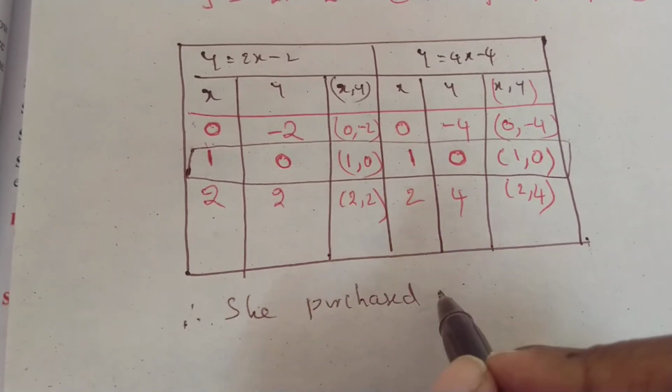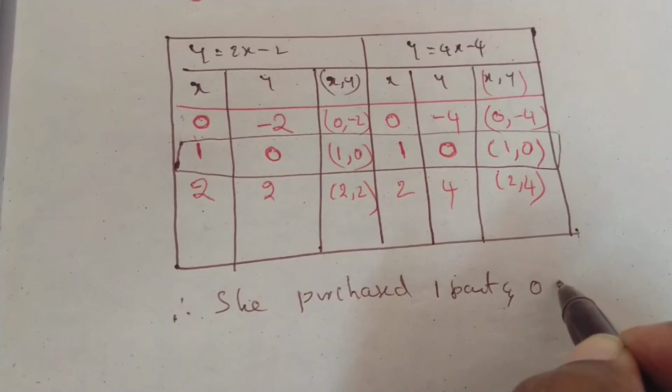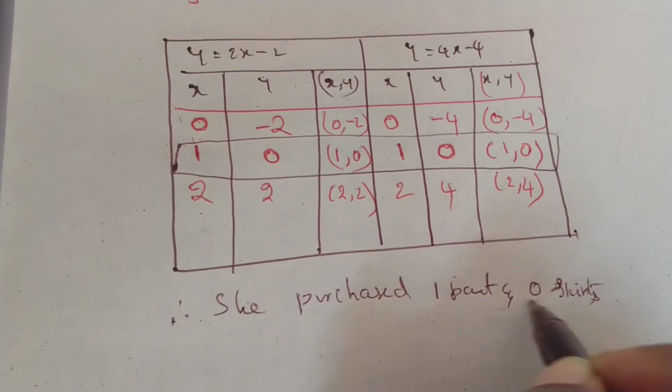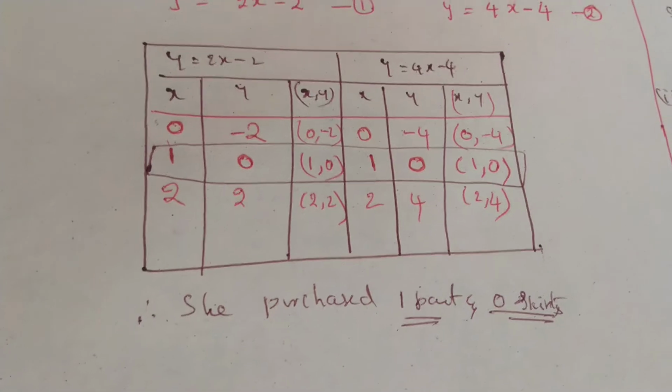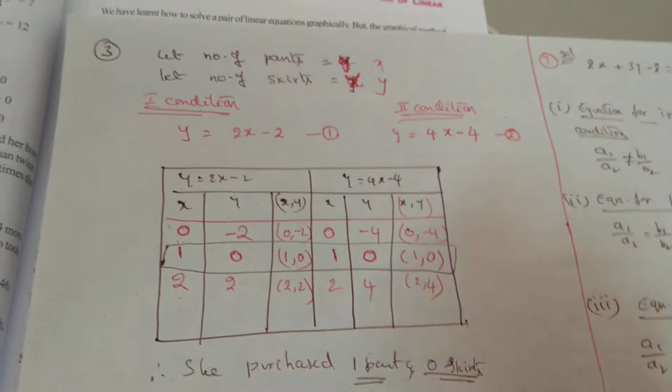She purchased 1 pant and 0 skirts. That means she didn't purchase any skirt. She purchased only 1 pant. So this is how the solution you have to determine. So just take a screenshot of this.